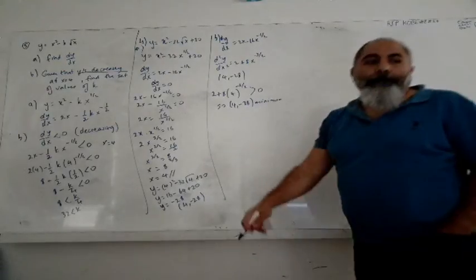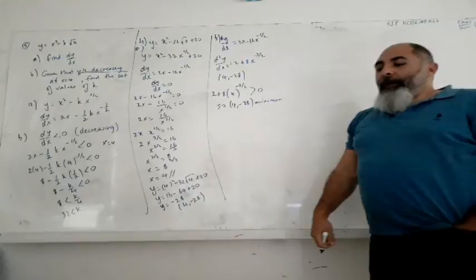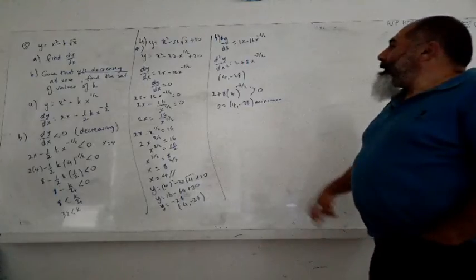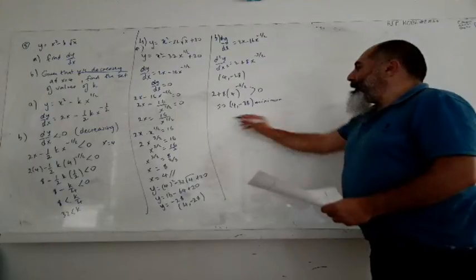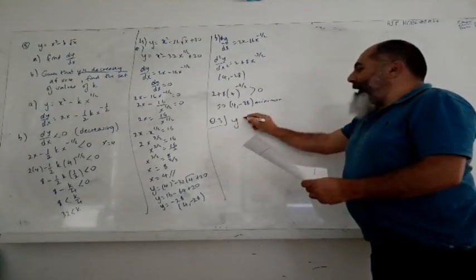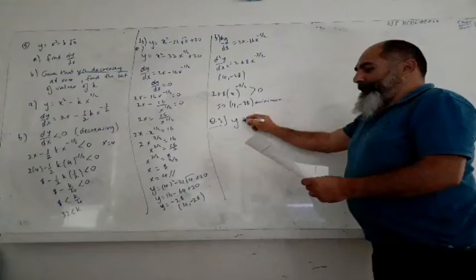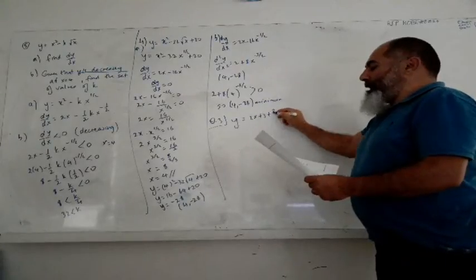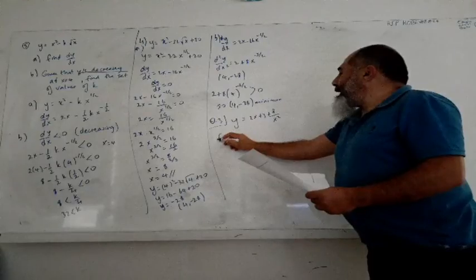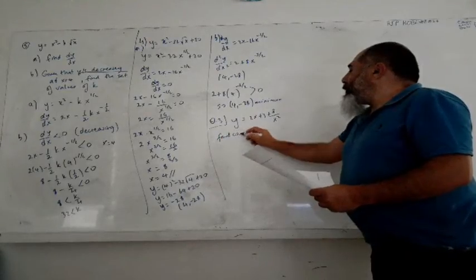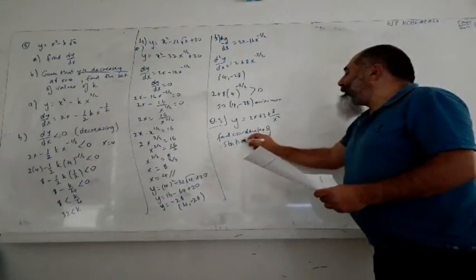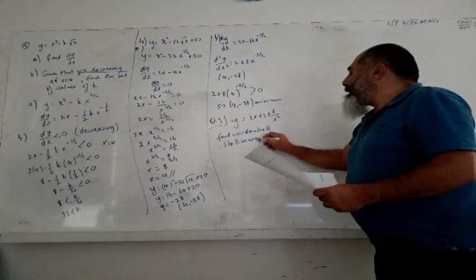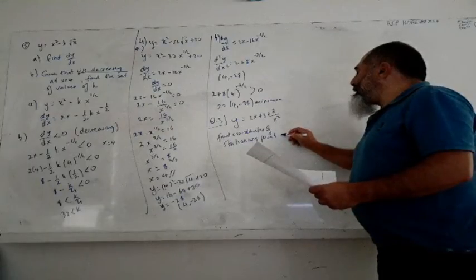And question 3, y is equal to 2x plus 3 plus 8 over x squared. Find coordinates of stationary points is a homework for you.